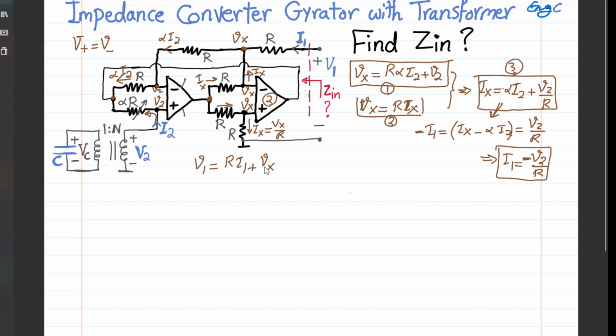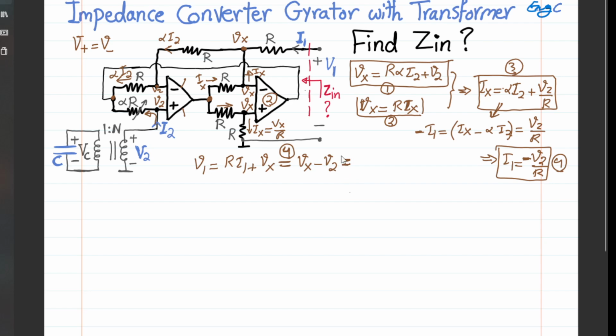As a next step, I need to say V1 is R I1 plus Vx. Now let's substitute I1 from here. If you substitute that, V1 is Vx effectively, and I1 is negative V2 over R, so it becomes Vx minus V2. For reference, so that there is no confusion, here I used equation 4, substituting I1 with minus V2 over R, and then R and R cancel out, and R I1 becomes negative V2. So this whole thing is Vx minus V2, as I have written.